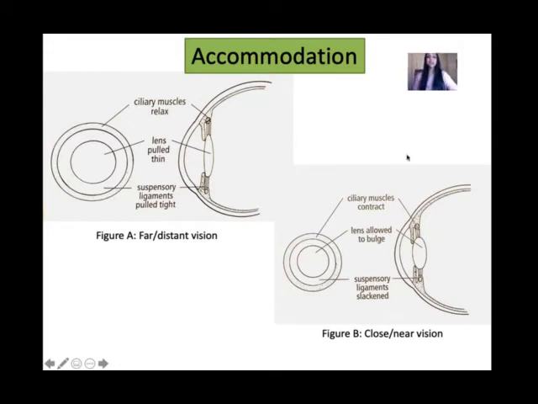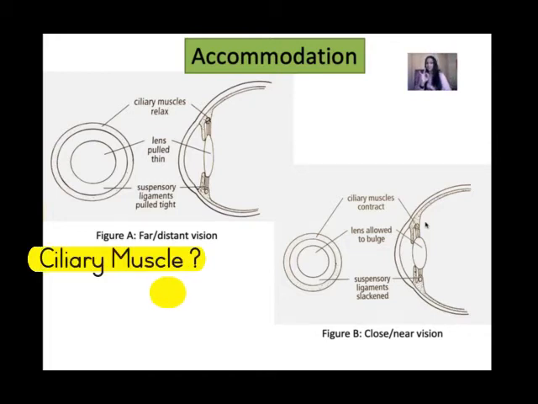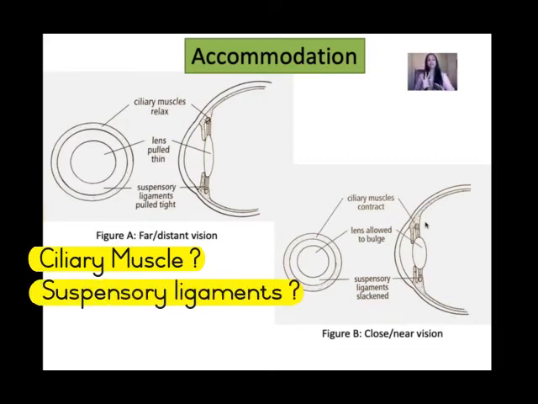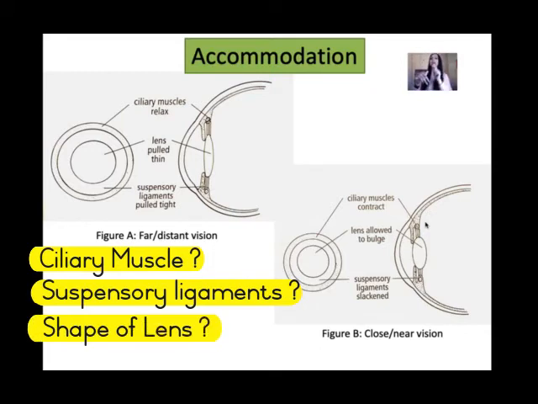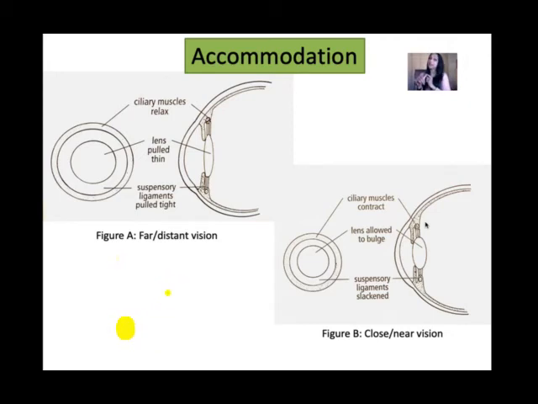Now let's look at accommodation in close or near vision. What's going to happen now? Ask myself, what happens to the ciliary muscle? What happens to the suspensory ligaments? What happens to the shape of my lens? Is it more convex or less convex? And does the light refract more or does it refract less? Refract means to bend. Convex means more rounded. Let's discuss this. Okay, let's begin.